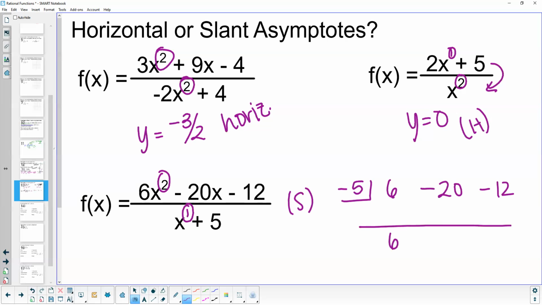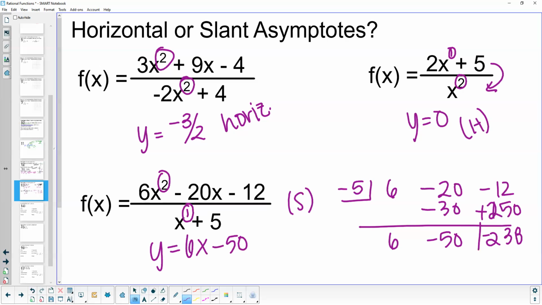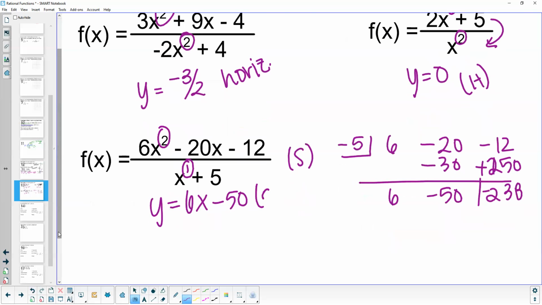We can do our synthetic division here, where we get negative 50 plus 100 or 250. And that ends up leaving us with negative 238, meaning that our slant asymptote is going to be the line y equals 6x minus 50. So that's option number 1 of how we find it. So when we graph it, we end up seeing something like this, where we get a 6x minus 50 over here. That's kind of where our slant asymptote is going to be.